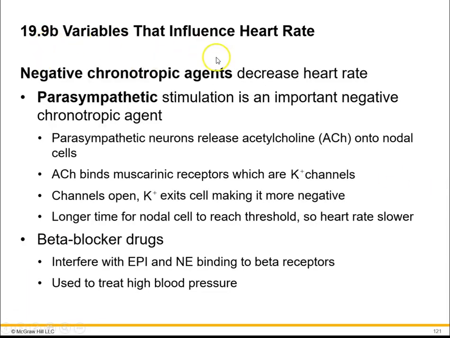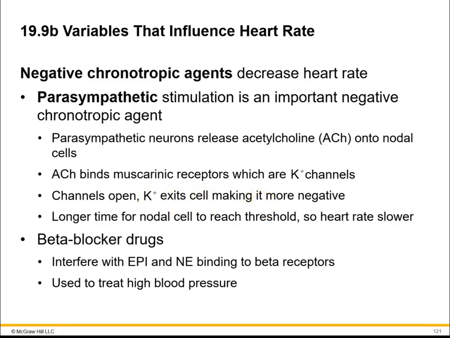Okay, negative chronotropic agents, we said, decrease heart rate. A very important negative chronotropic agent is going to be the parasympathetic nervous system. So instead of releasing norepinephrine, parasympathetic neurons release acetylcholine onto those nodal cells. Acetylcholine then binds these receptors called muscarinic receptors, and all these are potassium channels. When acetylcholine binds to them, they open, and this allows potassium to exit the cell, making the cell more negative.